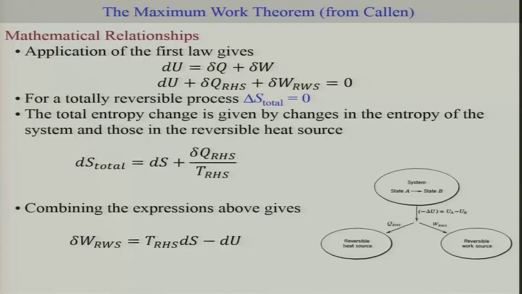Now, let us look at the mathematical relation of this diagrammatic way of representing interactions of the system with the reversible heat source and reversible work source. So, let us look at the first law. By definition you know this. Here we are putting Q as the reversible heat source and W as the reversible work source. So, this would be your dU plus dQ.